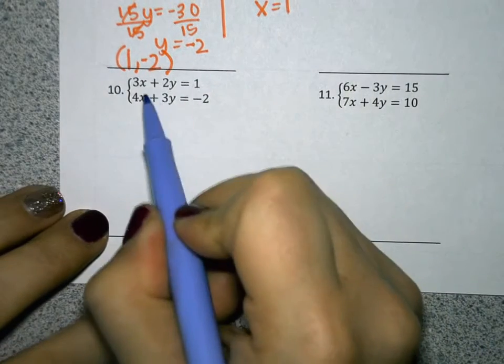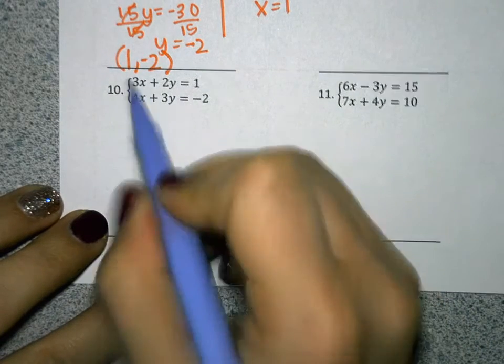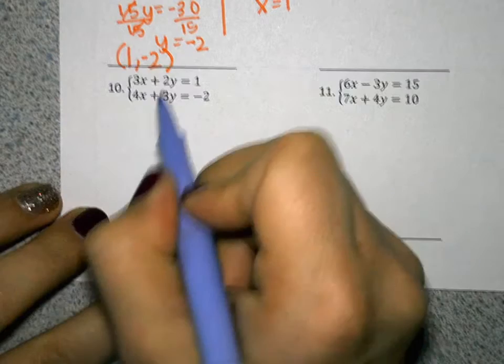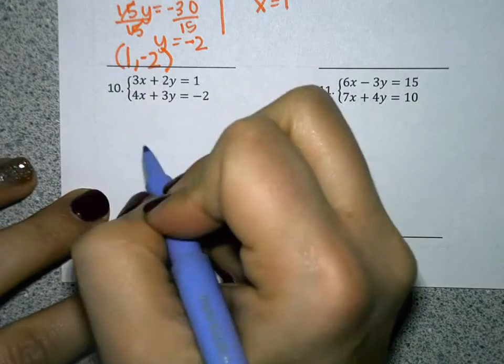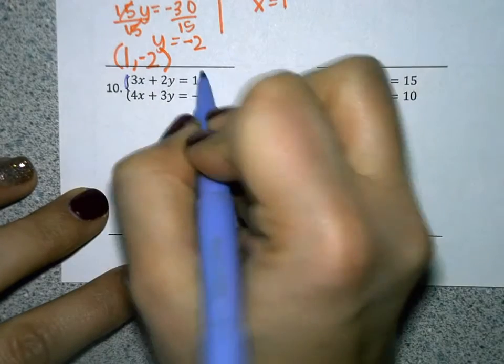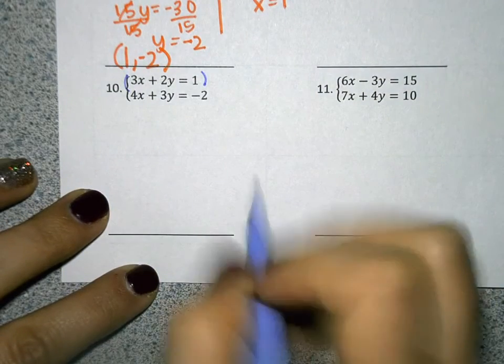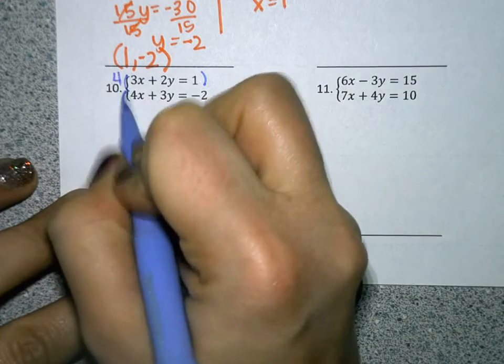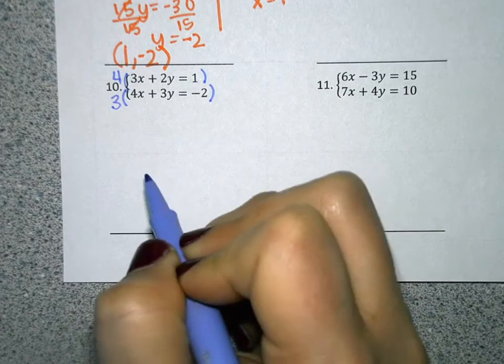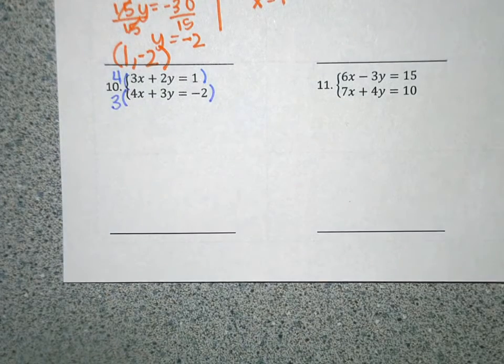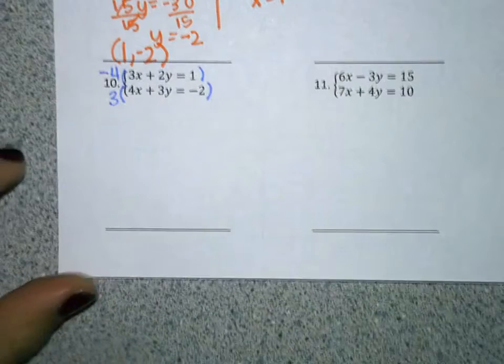So I have a 3x and a 4x, and I can easily make those into 12s. And I have a 2y and a 3y, and I can easily make those into 6s. So it really doesn't matter what you multiply by or which variable you eliminate, as long as they do eliminate. So for this example, I'm going to do 12. So I'm going to multiply the top equation by 4 and the bottom equation by 3. That's going to make those x values 12. But one of them has to be negative because we want them to eliminate. So I'm just going to make the 4 negative.